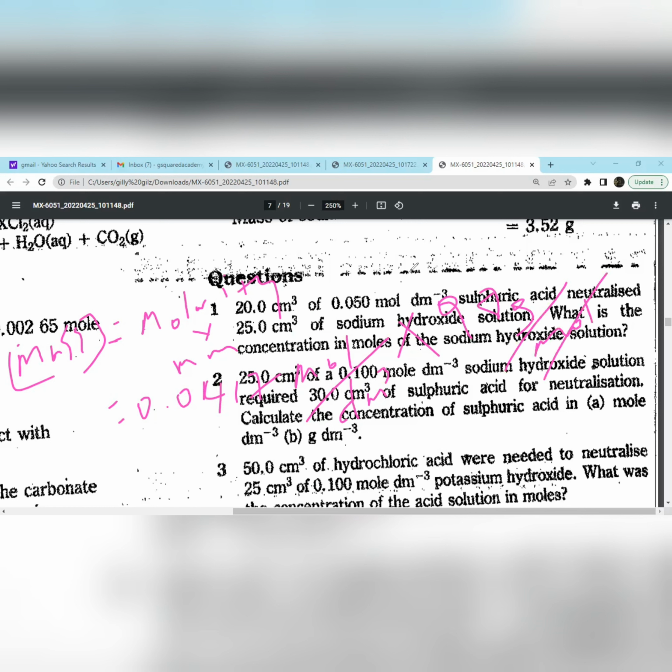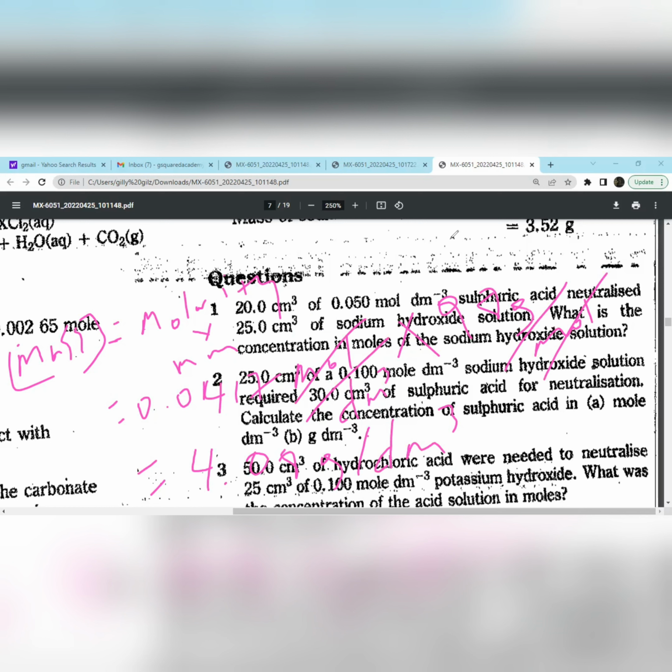So moles would cancel, leaving grams per dm cube. And so that works out to be 4.08 grams per liter, 4.08 grams per dm cube. You might hear me say liters or dm cubes interchangeably. That's because they're the same value of substance. So therefore, that is our mass concentration of sulfuric acid.